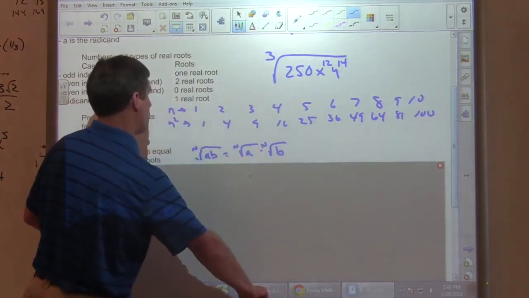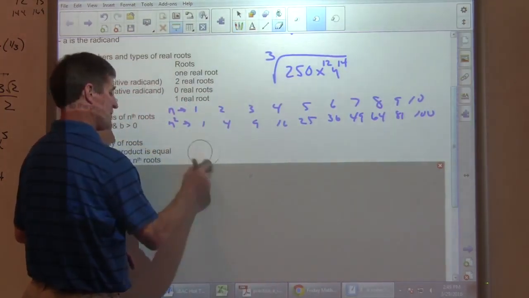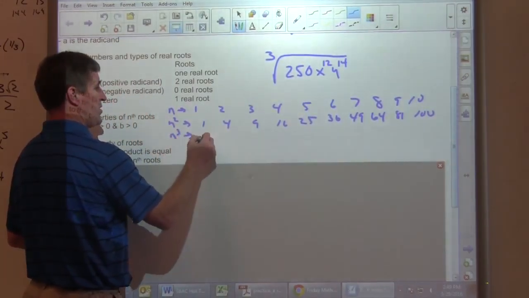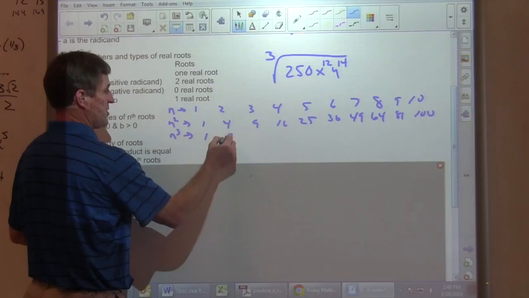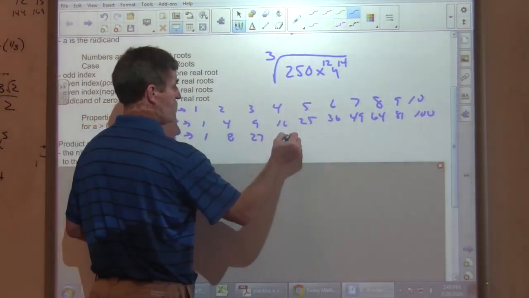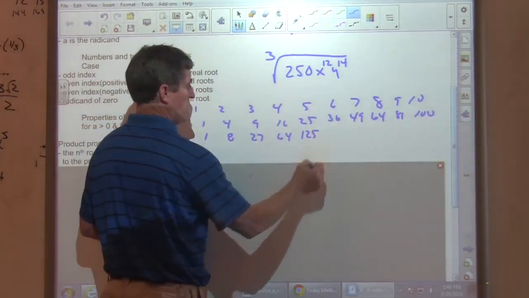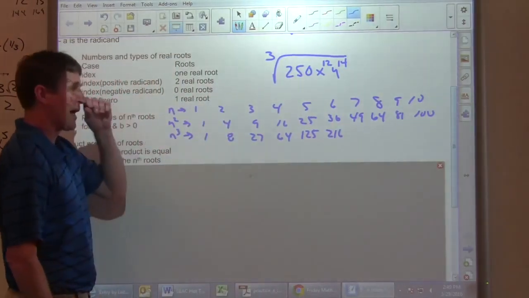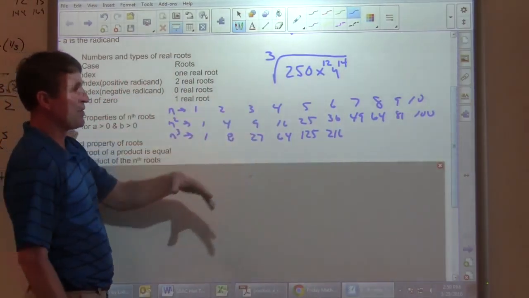And then I could do the cube root, or n to the third power. So that would be 1, and just multiply these together. So 8, 27, 64, 125, 216, and so on. You're probably not going to have anything that gets much bigger than this.